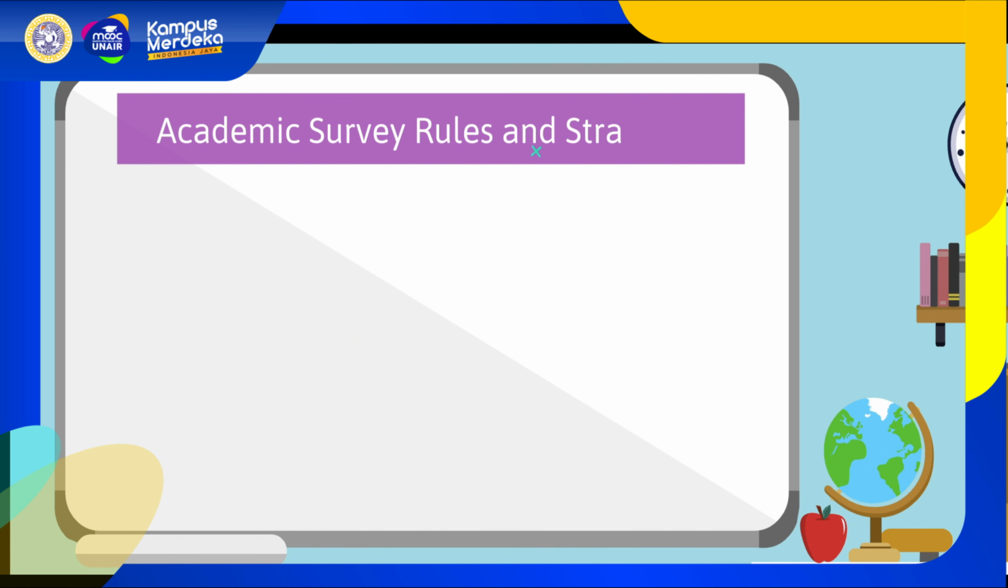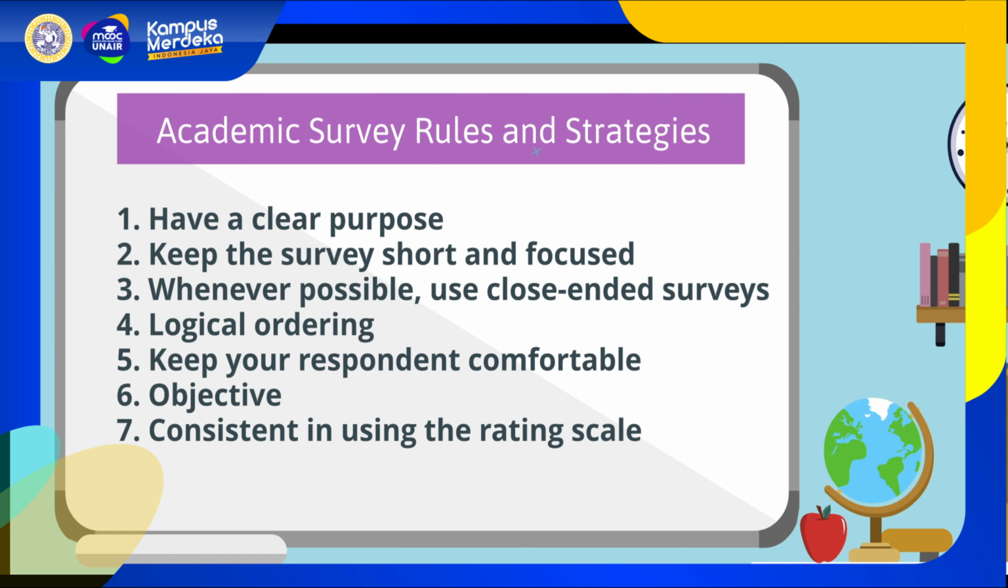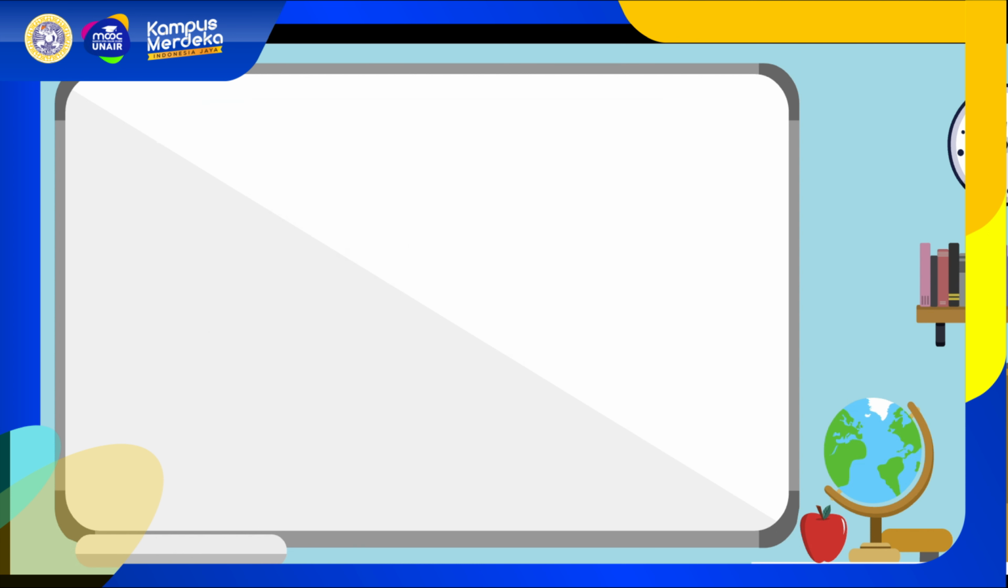Academic survey rules and strategies. Number 1, have a clear purpose. Number 2, keep the survey short and focused. Number 3, whenever possible, use close-ended questions. Number 4, logical ordering. Number 5, keep your respondents comfortable. Number 6, objectivity. And last but not least, number 7, be consistent in using the rating scale. Those are the rules and strategies for doing an academic survey.